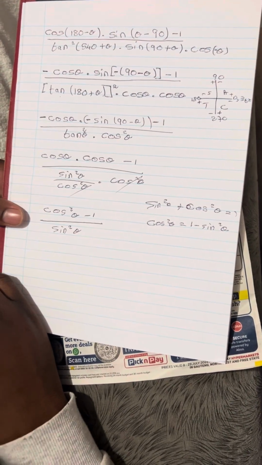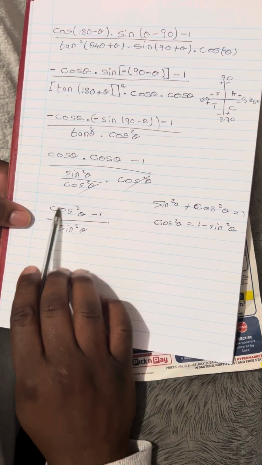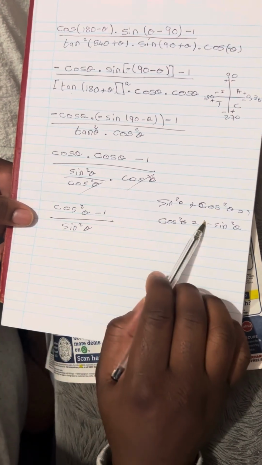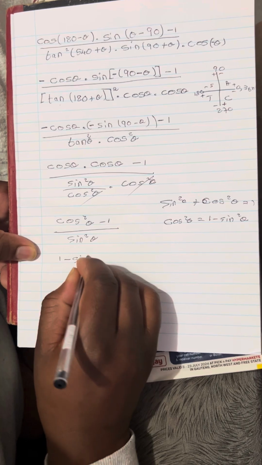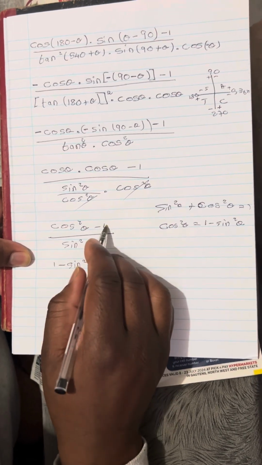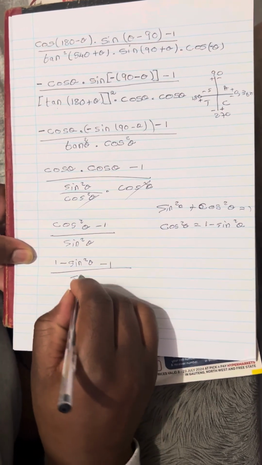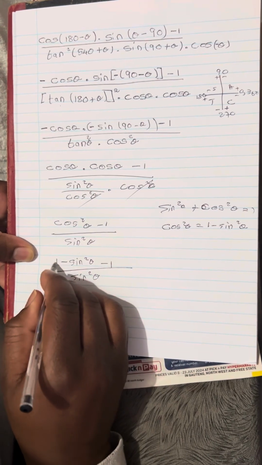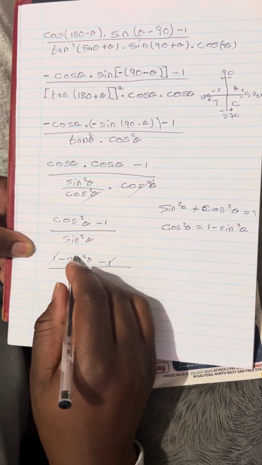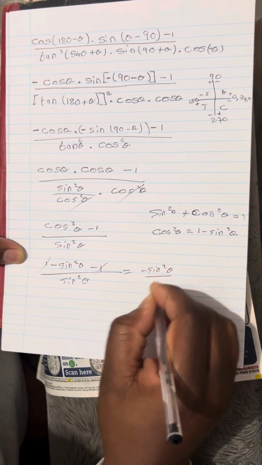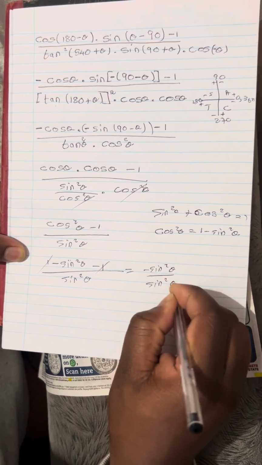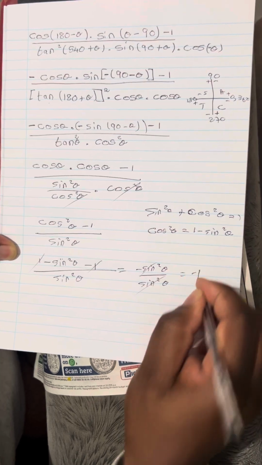Do you understand? So from here, wherever you see cos squared theta, you have to write 1 minus sine squared theta. So this is the same as 1 minus sine squared theta minus 1, which is this one here, all over sine squared theta. So 1 minus 1, they cancel. You're left with negative sine squared theta over sine squared theta. So these two cancel. You're left with negative 1.